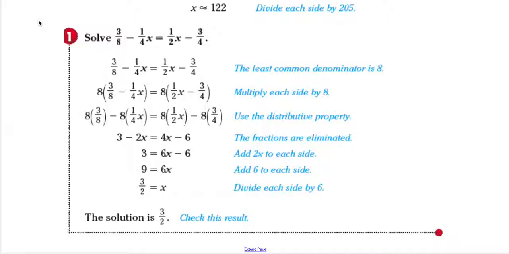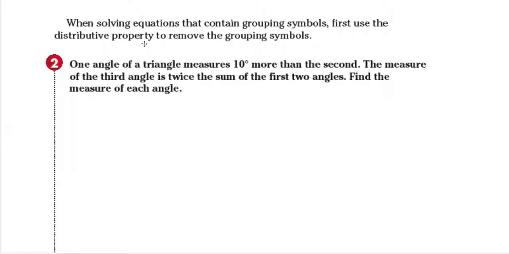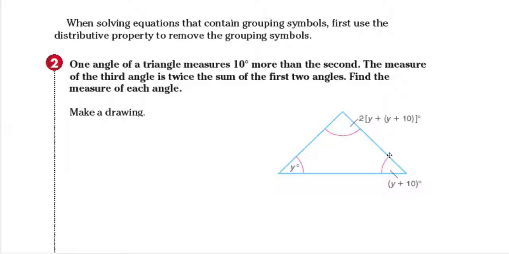Let's take a look at the next example. When solving equations that contain grouping symbols, first use the distributive property to remove the grouping symbols. One angle of a triangle measures 10 degrees more than the second. The measure of the third angle is twice the sum of the first two angles. Find the measure of each angle.